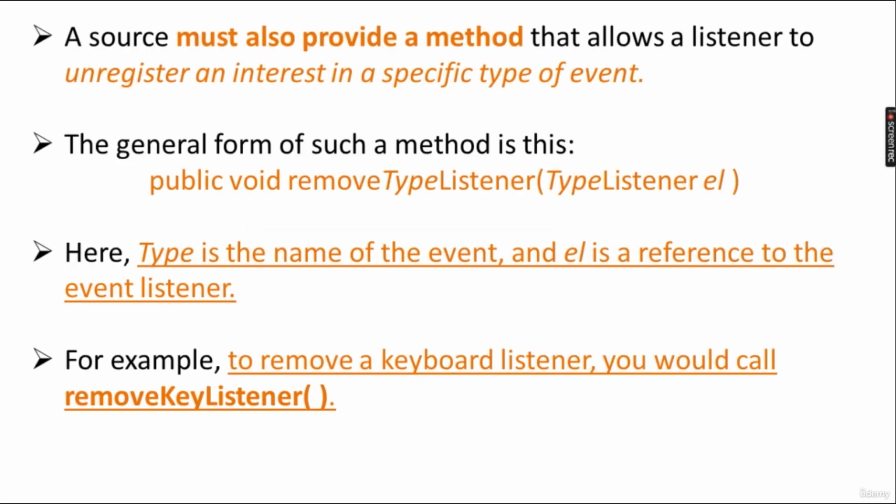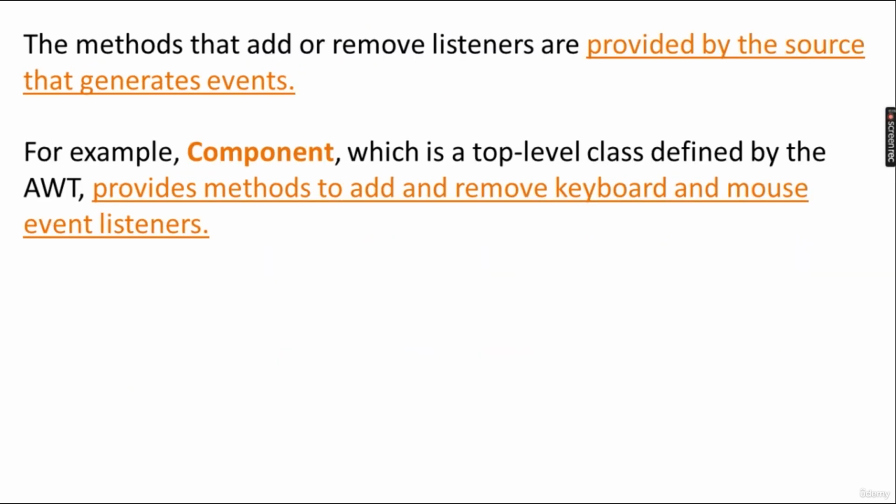A source must also provide a method that allows a listener to unregister its interest in a specific type of event. So if the listener is no more interested in having the notification, it can unregister easily: removeTypeListener(el), like removeKeyListener(el). Type is the name of the event, and el is a reference to the event listener. For example, to remove a keyboard listener, you would call removeKeyListener.